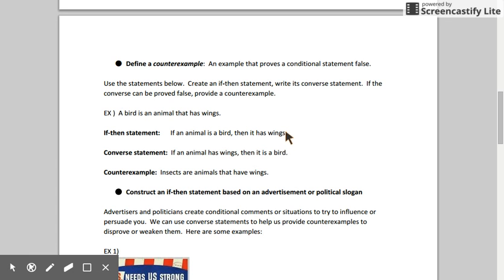Which one of these is not quite always true? An animal that is a bird has wings. I think that most birds, if not all birds, have wings. They may not be able to fly, but I'm pretty sure they have wings. So let's check the converse statement. If an animal has wings, then it's a bird. Well, that's not always true.